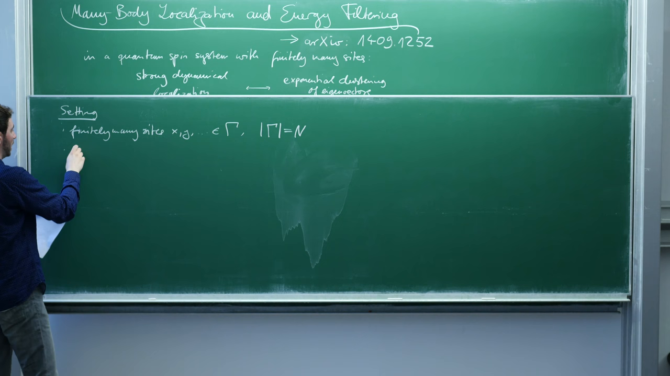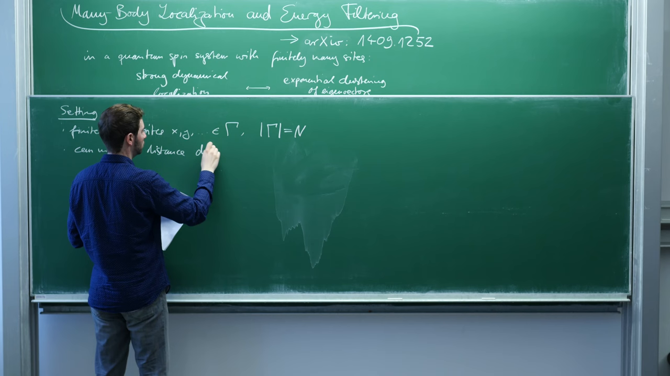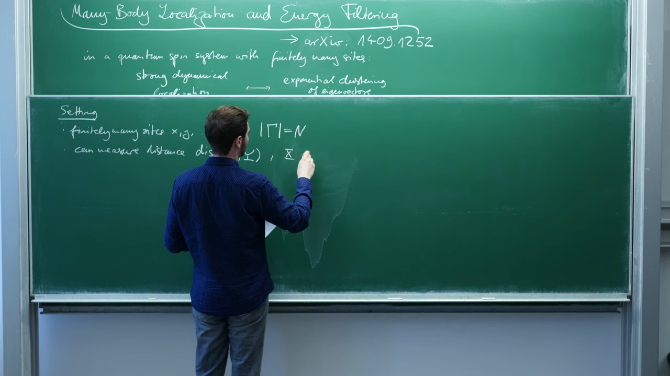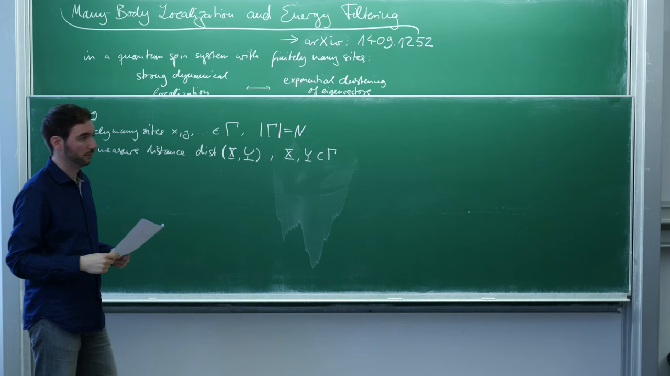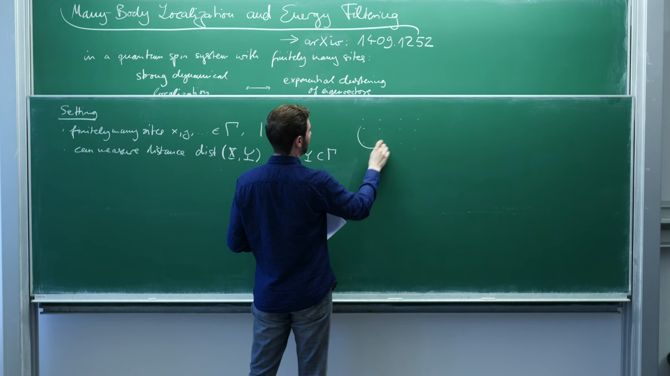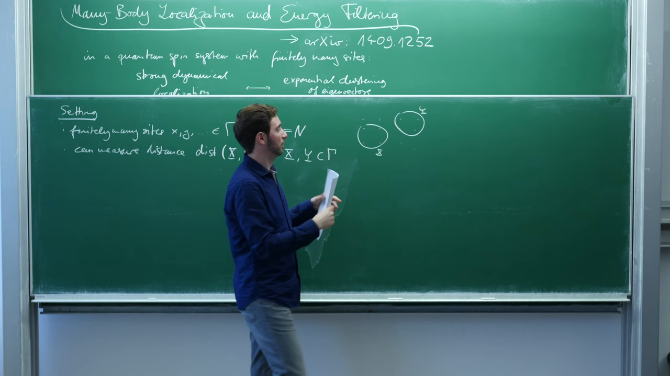And we can measure the distance between two subsets X and Y of the lattice. So think of it as, for example, gamma being the set, and then if we have a region X here and region Y, then if we have a metric on gamma, a way to measure distances, then we also have one to measure distances between sets.